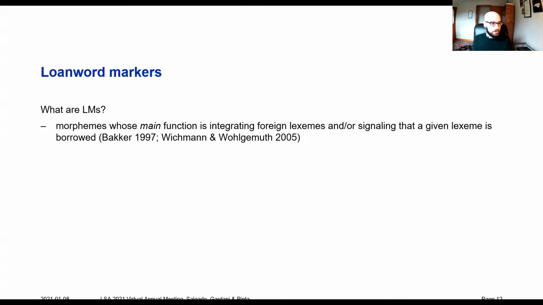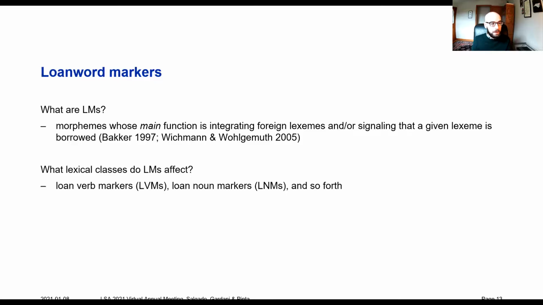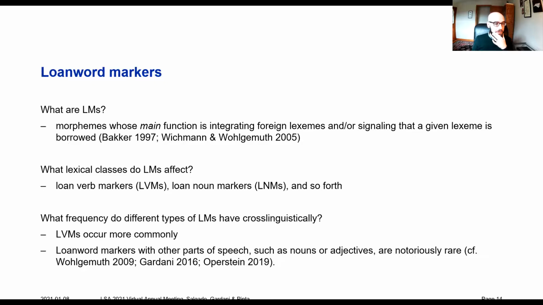So what are loanword markers? These are morphemes whose main function is integrating foreign lexemes and/or signaling that a given lexeme is borrowed. We say main function because in some languages, in some examples, there will be other functions of these morphemes as well, but the primary one is to signal that a lexeme is non-native to the language. What lexical classes do they affect? Overwhelmingly verbs, but they also affect nouns, and they'll affect adjectives, as we'll see later as well. But primarily this is a verbal phenomenon.